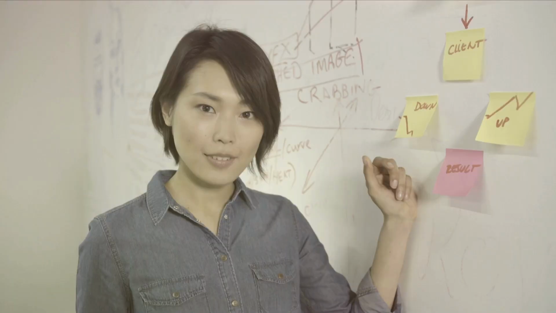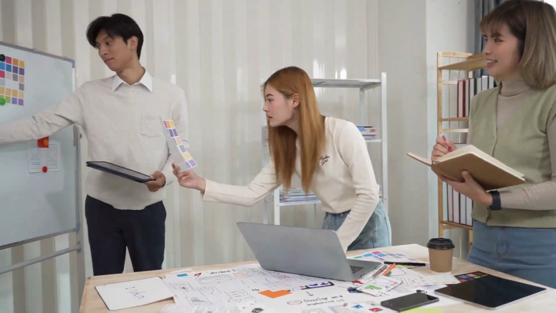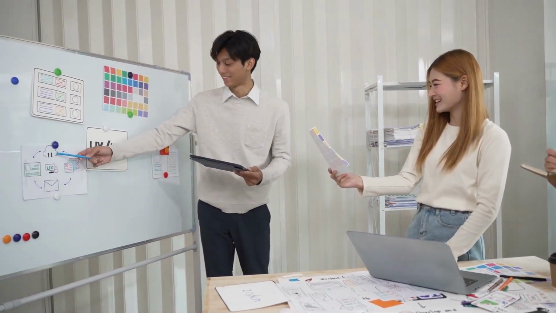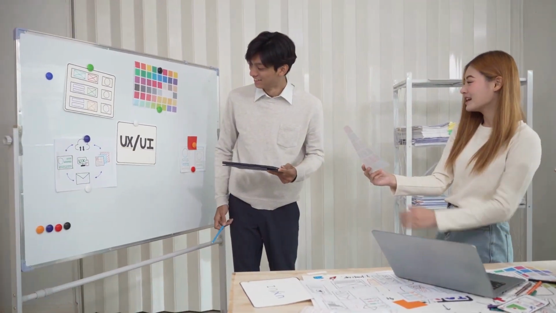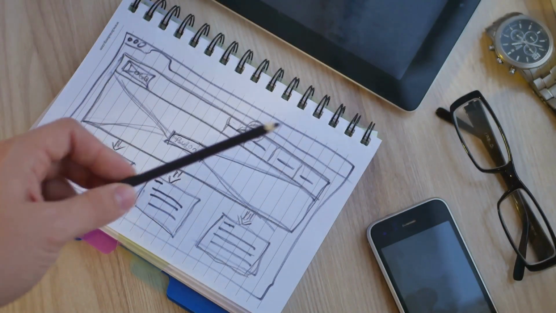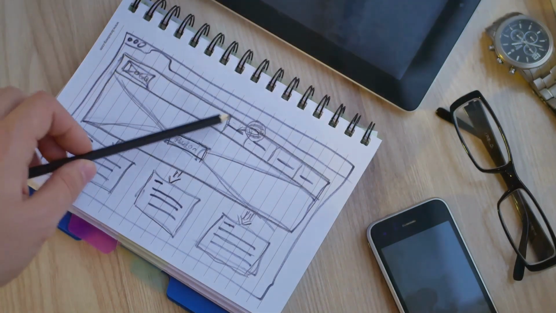Once the user journey is mapped out through storyboarding, it's time to start thinking about the structure and layout of the UI. This step is crucial as it sets the foundation for the entire design process. This is where wireframing comes in. Wireframing acts as a bridge between the initial concept and the final design.